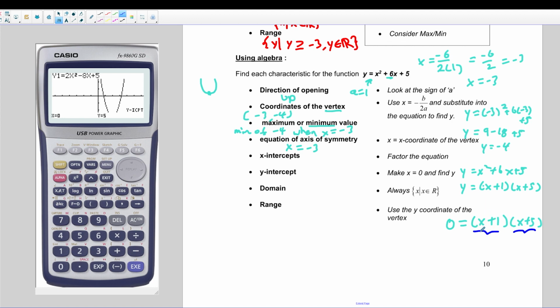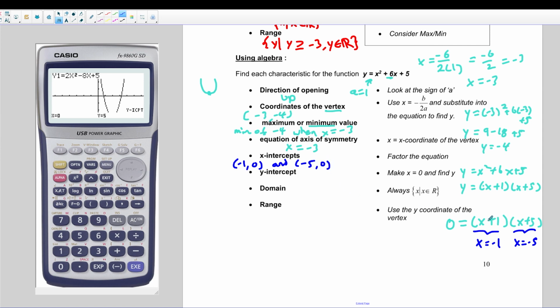And what's the only way to make this first binomial be 0? Well, we have from here, x is equal to -1, right? Because if I have -1 plus 1, that gives me a 0. So 0 times anything is 0. And from the second binomial factor, well, in this case, x would have to equal -5 because -5 plus 5 gives me 0. So you've got two x-intercepts here, -1, 0. And then we also have -5, 0.